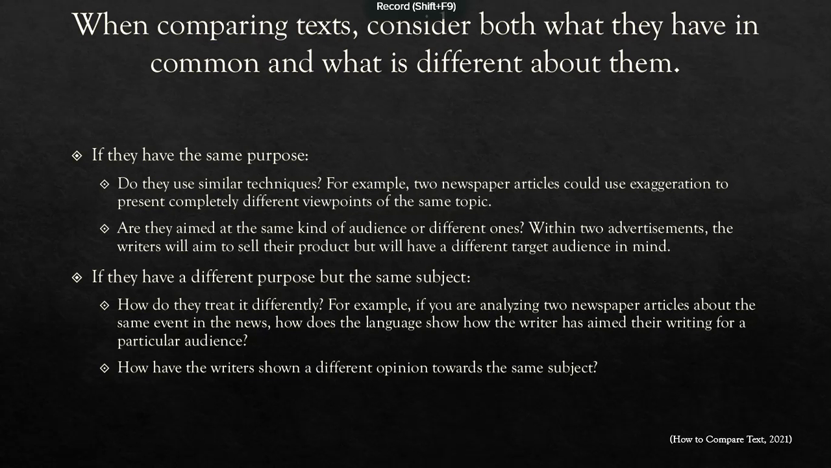Then we look at our text and say, they could have a different purpose, but the same subject. So here are some questions we need to ask. How do they treat the subject differently? For example, if you're analyzing two newspaper articles about the same event in the news, how does the language show how the writer has aimed the writing for a particular audience? How have the writers shown a different opinion towards the same subject? These are all questions to ask when comparing text.